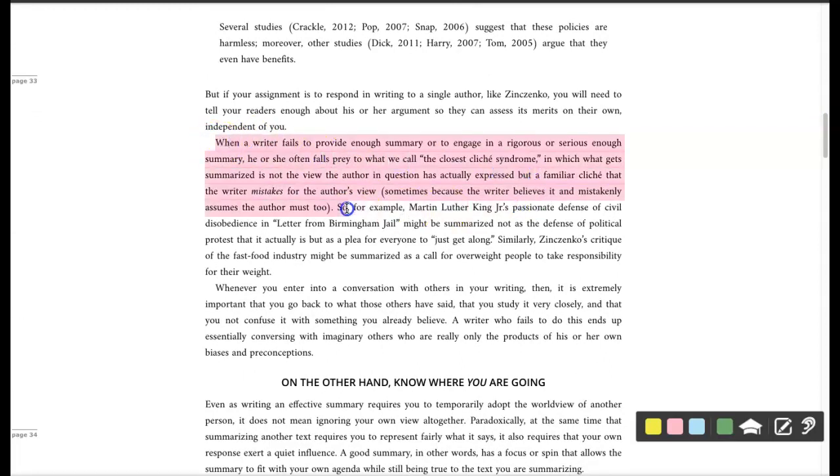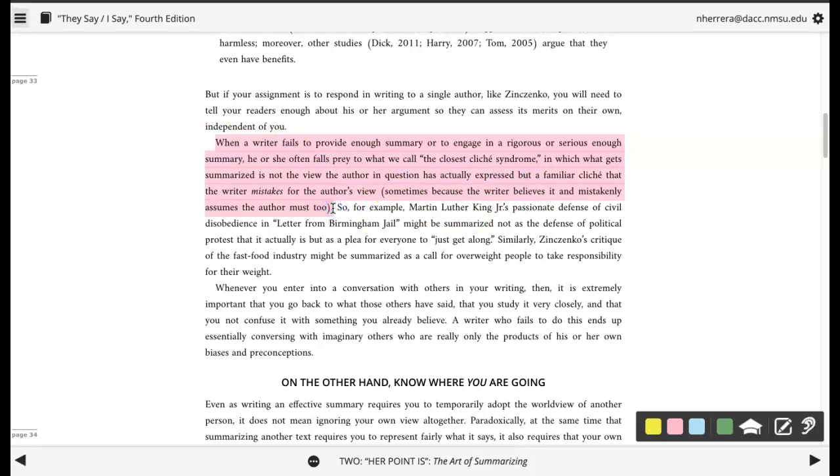It says, when a writer fails to provide enough summary or to engage in a rigorous or serious enough summary, he or she often falls prey to what we call the closest cliche syndrome, in which what gets summarized is not the view the author in question has actually expressed, but a familiar cliche that the writer makes for the author's view. So sometimes basically what happens is that people do not summarize the text sufficiently. Instead, they just go ahead and say, oh, well, it's about this.